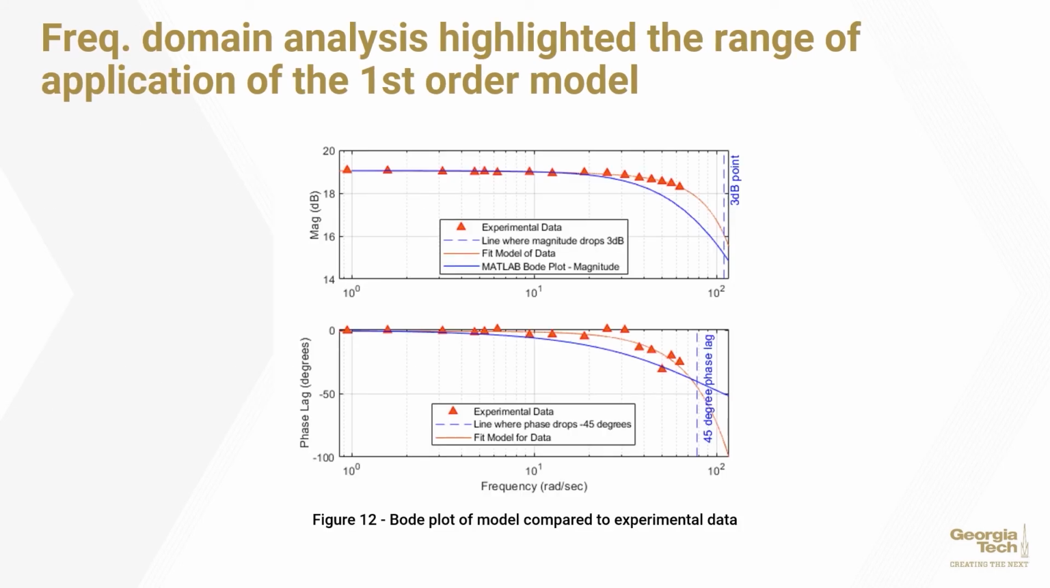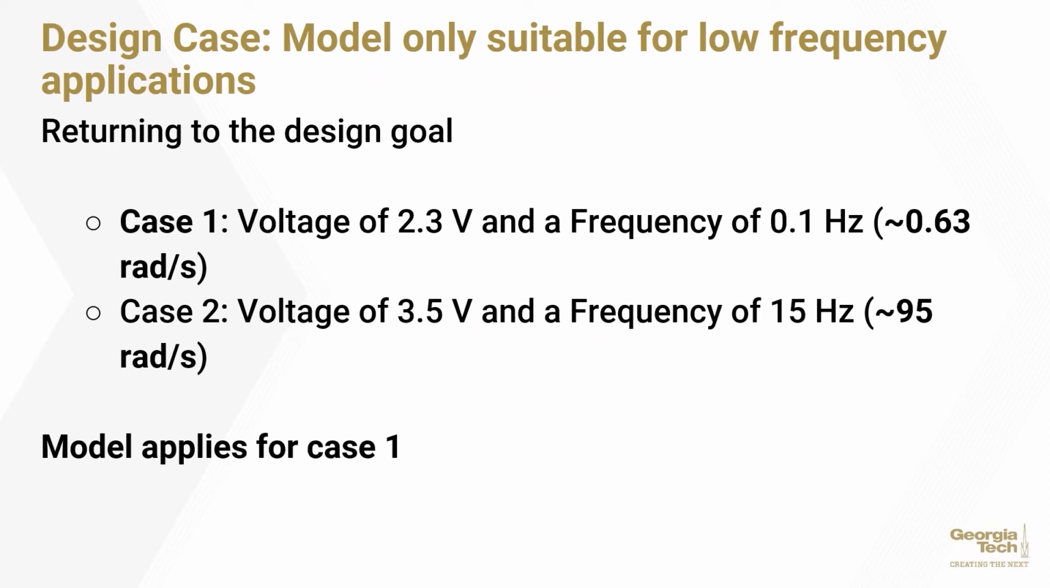One important thing to point out is that by using frequency domain analysis, we have essentially prescribed a range of frequencies for which our model is valid. For low frequencies, we say it's good, and for high frequencies, we say it no longer works. This is something that could not be done in the time domain. So returning to the design goal, of the two cases we were presented, we determined that only for case 1 is our model applicable. This is because case 1 is a low frequency region, and case 2 occurs in a higher frequency region where the model is no longer representative of the true system.